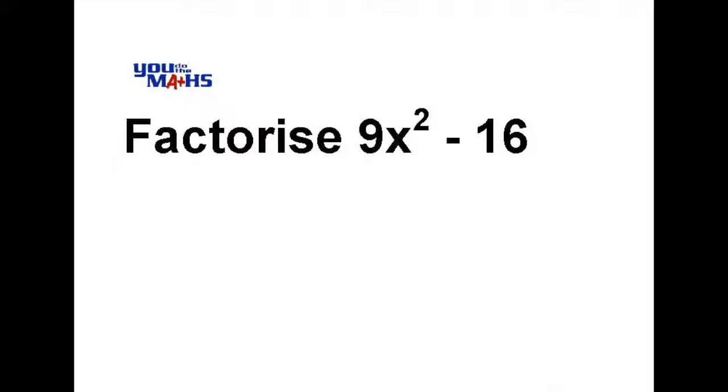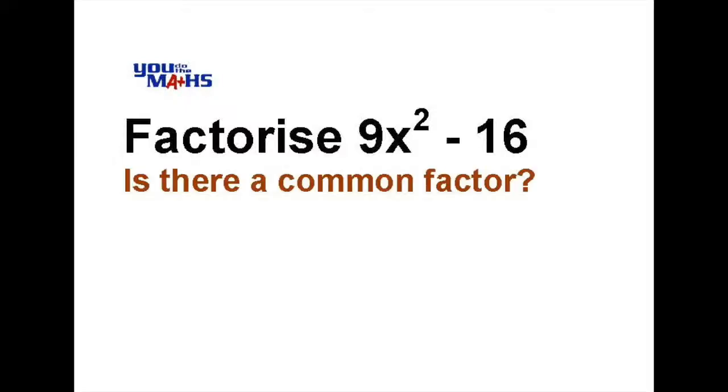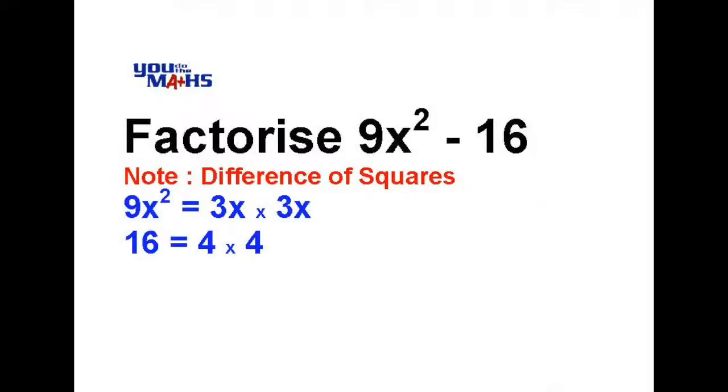Now let's go back to the notion of factorisation for any expression. The first thing we always do is look for a common factor. In this case, no common factor exists between 9x squared and 16. The next thing we do is say, okay, it doesn't fit any particular description with a common factor, or it's not a trinomial. Let's look to see if it is a difference of squares. And as mentioned before, 9x squared and 16 are squares of terms, in this case 3x and 4 respectively.